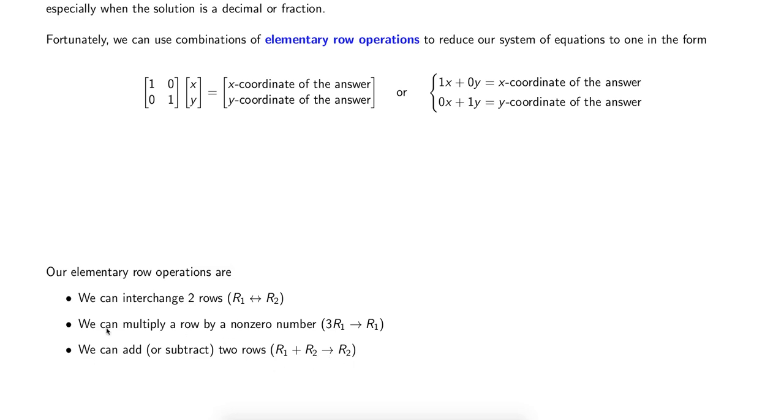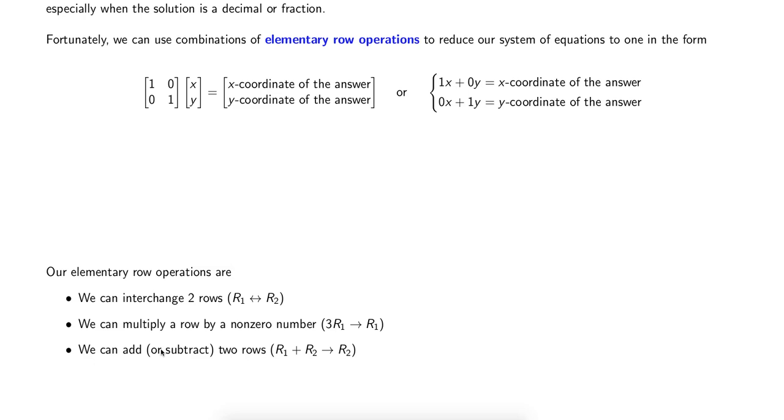And we can even do a combination of row operations. So we can multiply a row by a non-zero number, like 3 times row 1, and add it to row 2 to produce a new row number 2. So we can take combinations of operations as well. So these are our three.